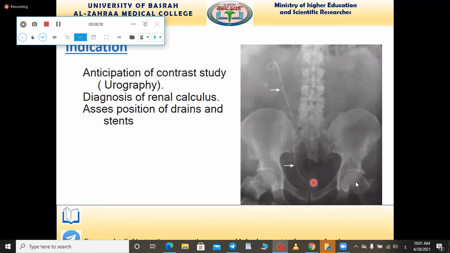But if we directly do a contrast study without a KUB film, these drains, this radio opacity, may be missed. So KUB's first indication is before doing a contrast study. Clear? Any questions so far?